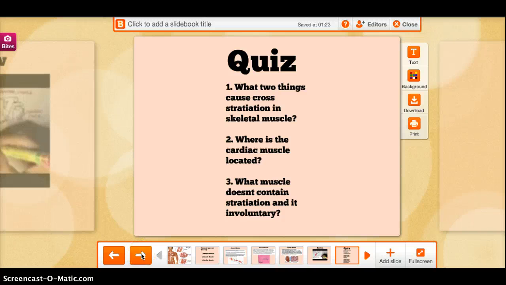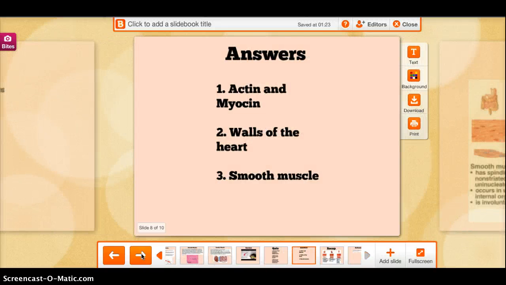Okay, so let's get going. The answers are 1. Actin and myosin, 2. The walls of the heart, and 3. Smooth muscle.